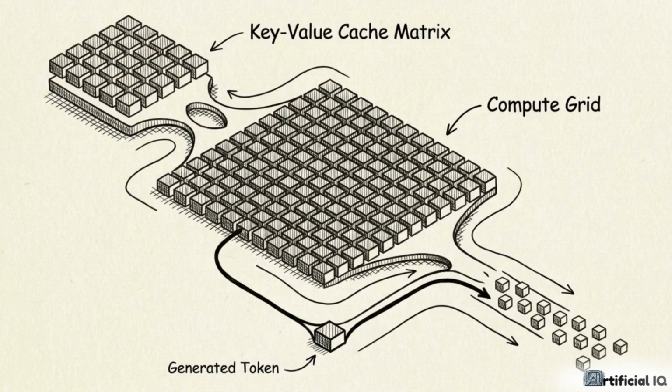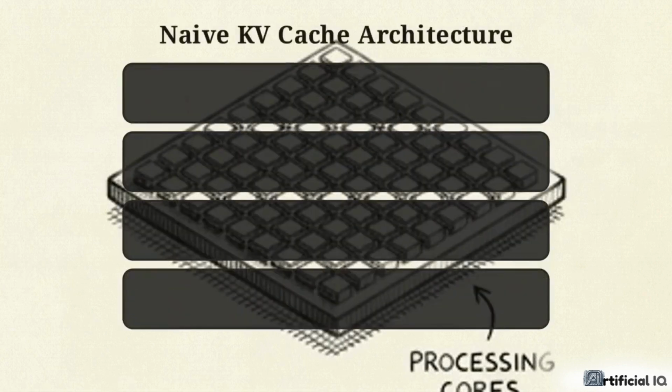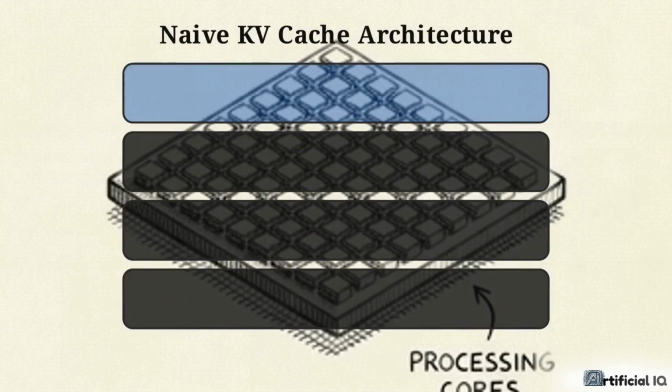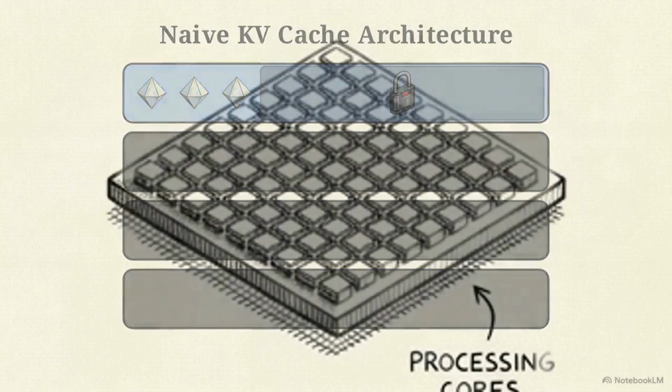Look at this representation of GPU memory to see the flaw in a naive KV cache. It reserves massive continuous memory blocks sized for the maximum possible context length. A short request enters, leaving 90% of it empty, but completely locked.